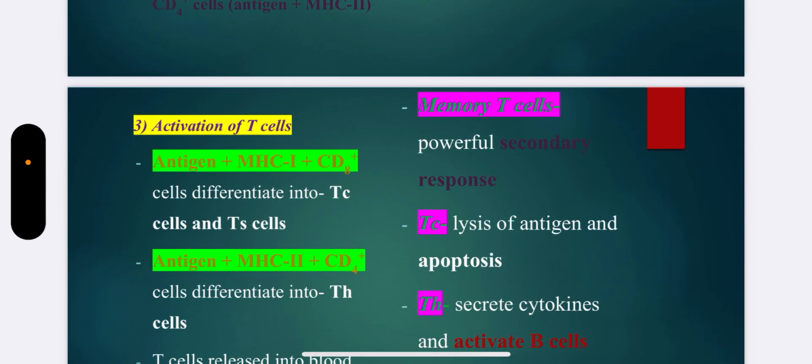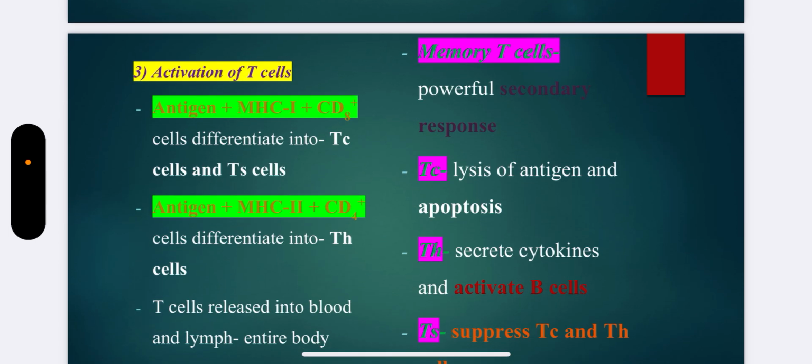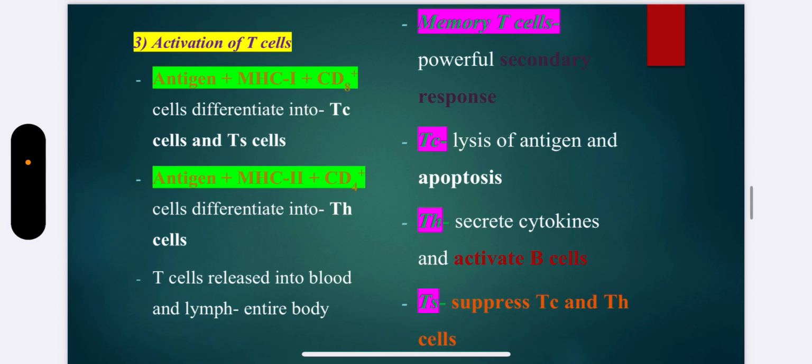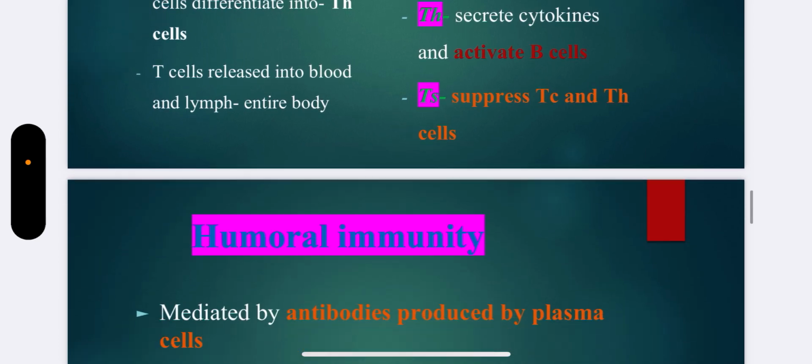Third step is activation of T cells. As you can see here, antigen combines with MHC class 1, now with CD8 cells, and with MHC 2, there is involvement of CD4 cells. The ultimate response is lysis of antigen along with secretion of cytokines.